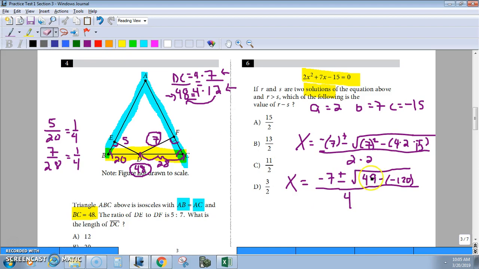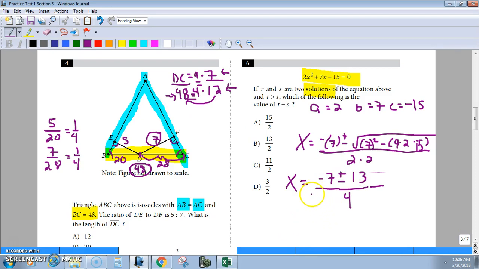Okay, and then now I have 49 minus a negative 120, which means add. So I'm going to add 49 and 120, and that is 169, which is a perfect square, right? The square root of 169 is going to be plus or minus 13. 13 times 13 is 169. So what I have is negative 7 plus or minus 13 all over 4.